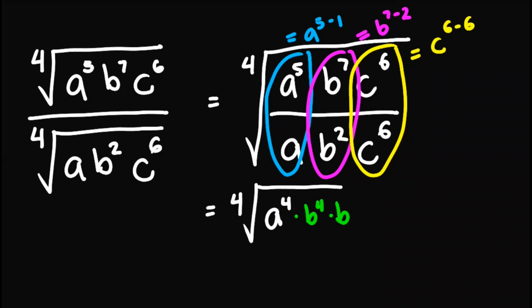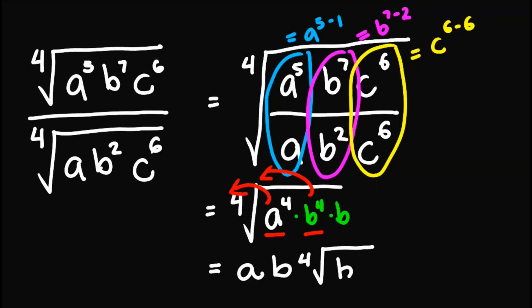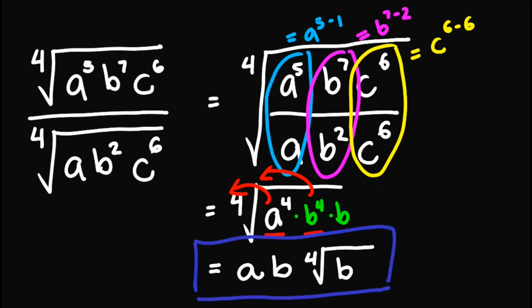So now to simplify this, we can now extract this out here. So when we bring out the a raised to 4 out of the fourth root, that will be a. When we bring out b raised to 4 out of the fourth root, that will be b. And the one left inside is the fourth root of b. And this one out here is our final answer.